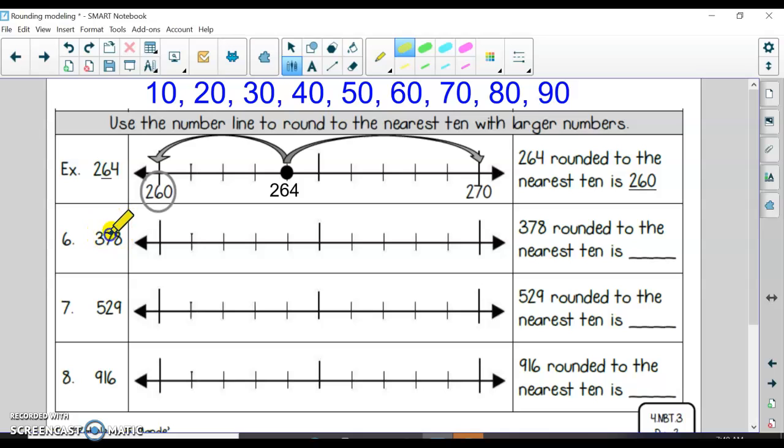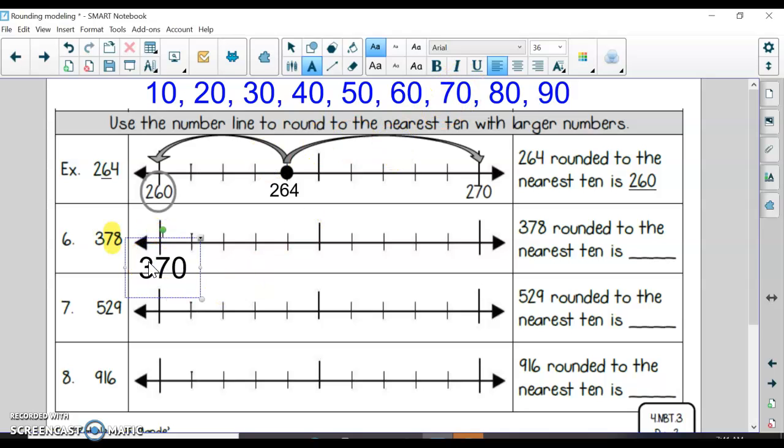So we're rounding to this place right here, the 7, the 70. On my number line, I'm going to start at 370 right here. The next 10 after 70 is, look up here at the top, 80. So on the other side, my number line is going to be 380.